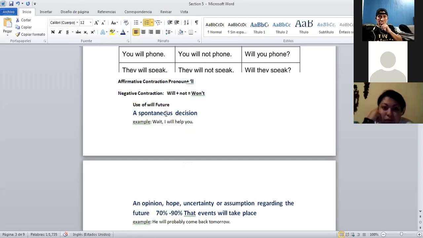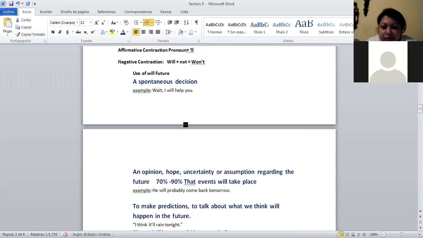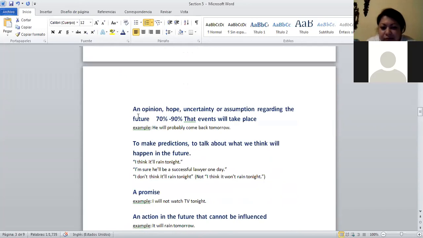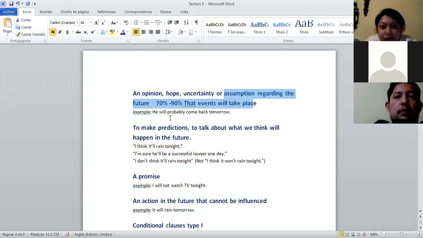Now, we have said we use will to talk about the future when we have a spontaneous decision. Example, wait, I will help you. So that is a spontaneous decision. We use will when we are going to express an opinion, hope, uncertainty, or assumption regarding the future. So that means when we talk about our uncertainty, when we are talking about assumption, we are not sure. So that is 70 to 90% that the events will take place. Example, I'm not sure. He will probably come back tomorrow. I don't know, but I think, okay?